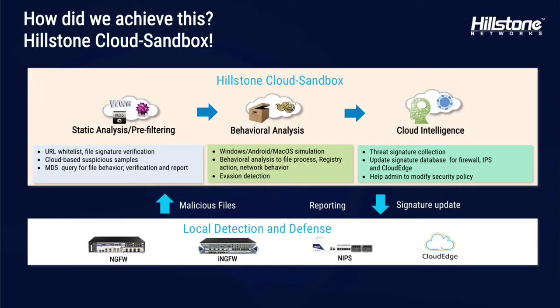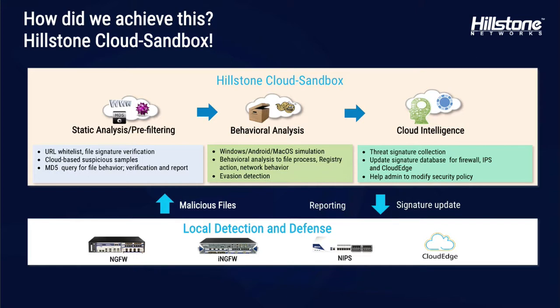The Hillstone Cloud Sandbox is an unknown threat defense solution that is based on cloud sandbox detection. How does it work? The Hillstone Cloud Sandbox seamlessly connects with a next-generation firewall, IPS, and a virtualization next-generation firewall. These devices provide local detection and verifications of documents. Once local devices cannot identify a threat, files are uploaded to the Hillstone Cloud Sandbox.